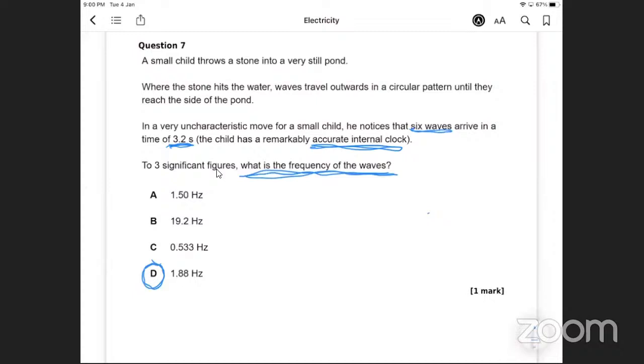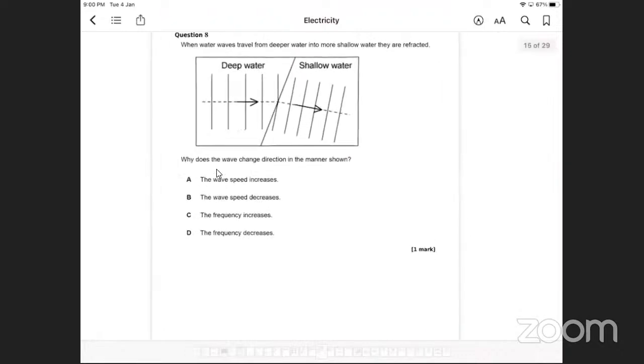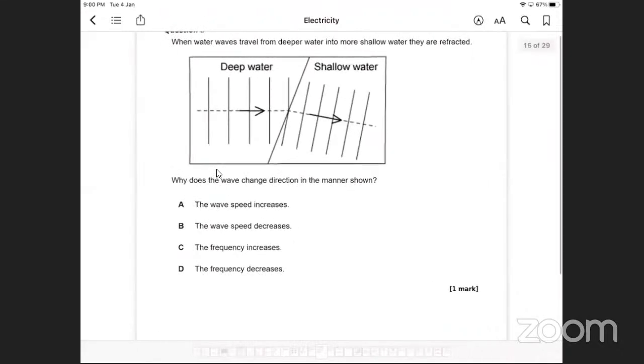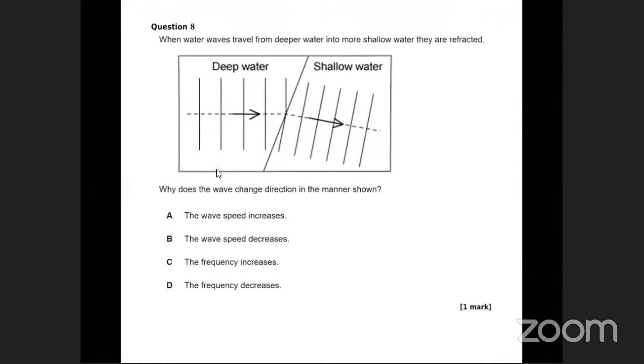Right, so we move on to the next question. Question 8. Question 8 says, when water travels from deeper water into more shallow water, the waves are refracted. Why does the wave change direction in the manner shown? This one, we've done a similar question and I explained it thoroughly. So all of you should be able to give me the correct answer here. Is it A, B, C, or D?